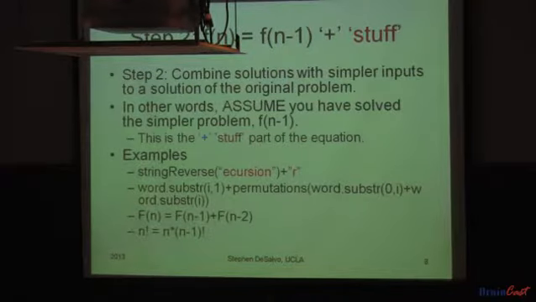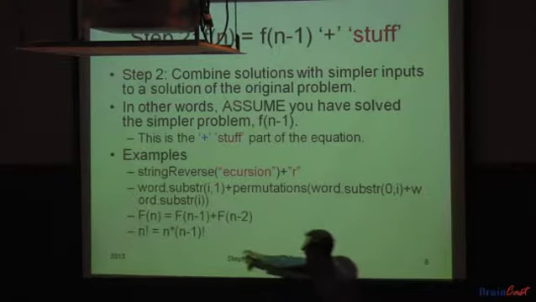Okay. So let's go in reverse of the examples. Step 2 is combine solutions with simpler inputs to a solution of the original problem. Or in other words, assume you have already solved the simpler problem. How would you use that to then get at exactly the larger solution? The larger problem solution.